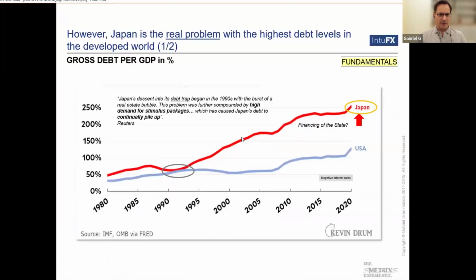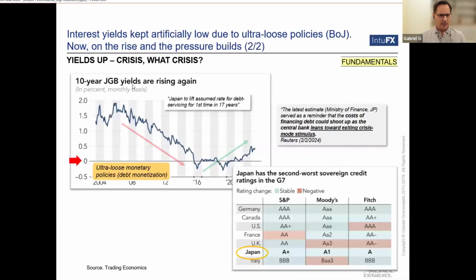Well, let's have a look at the next page. This shows the yields of the Japanese JGB 10-year bonds.